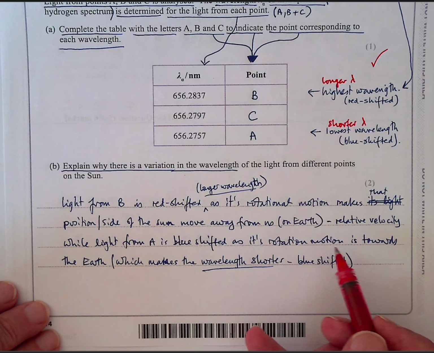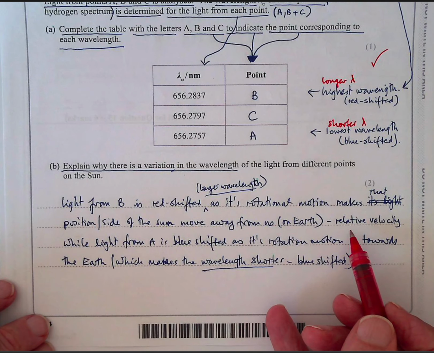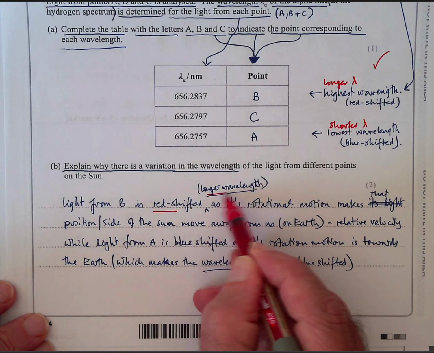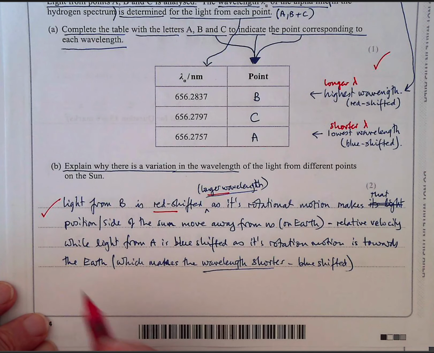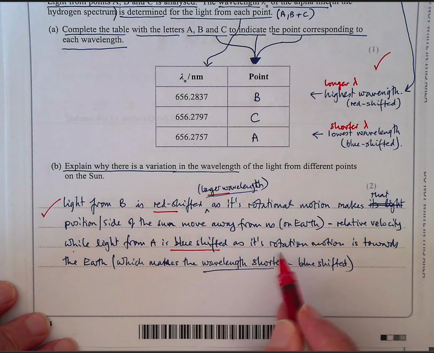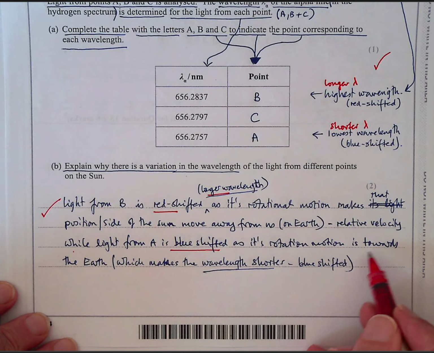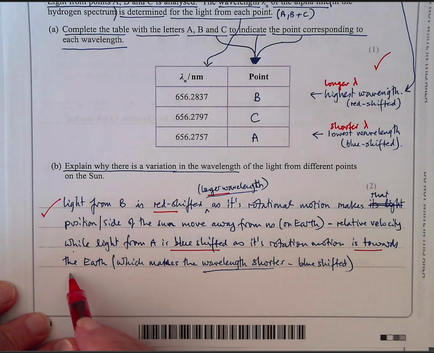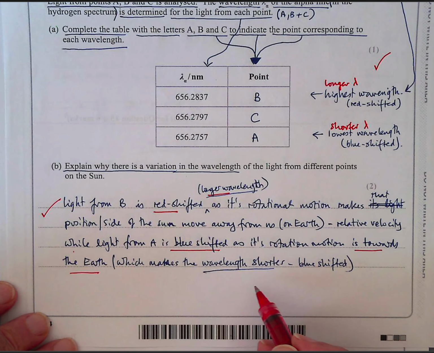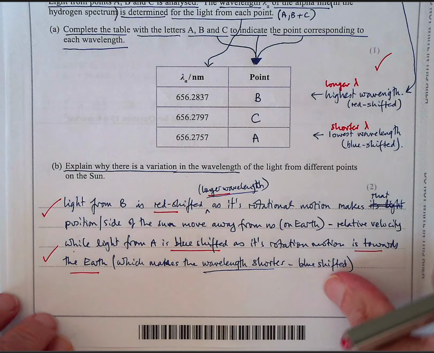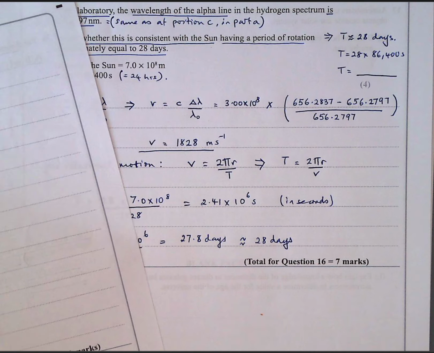Okay, so therefore it would produce redshift. Okay, so redshifted, larger wavelengths, and that's the next mark. And then you do the opposite for the light from A. A is blue shifted, as its rotational motion relative to the Earth is towards the Earth, which makes the wavelength slightly shorter. So, okay, so longer and shorter. There's your 3 marks.